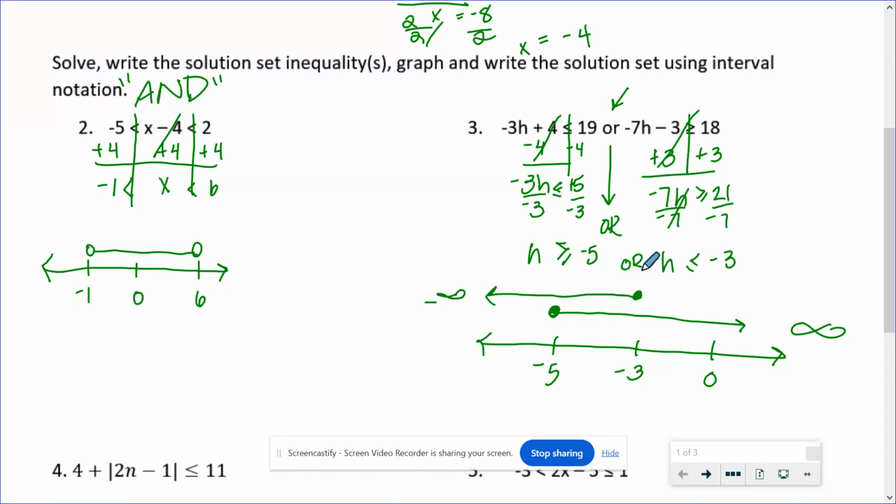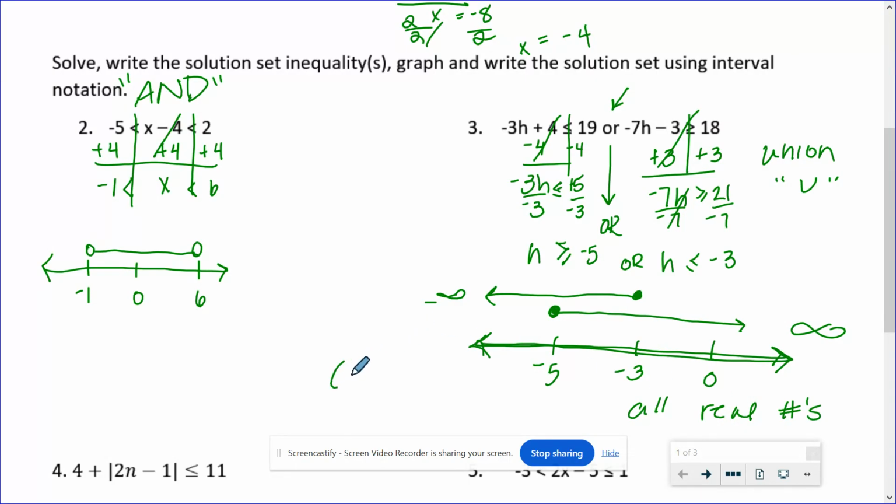Now, because it's or, that means it's the union. Remember the letter U that we used for union, meaning that it can be in one or the other. So all of these numbers would work in the compound inequality. All of these numbers would work. So it is going to be all of the numbers. So the answer is actually all real numbers.